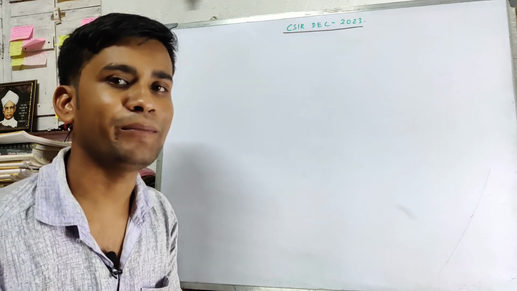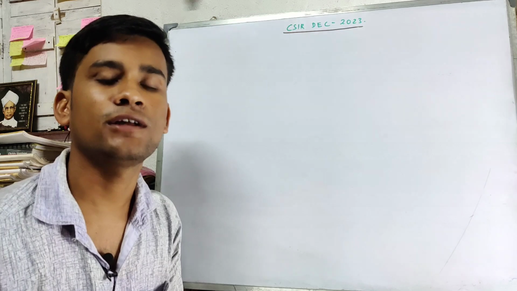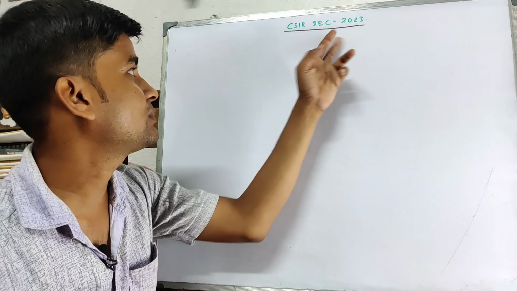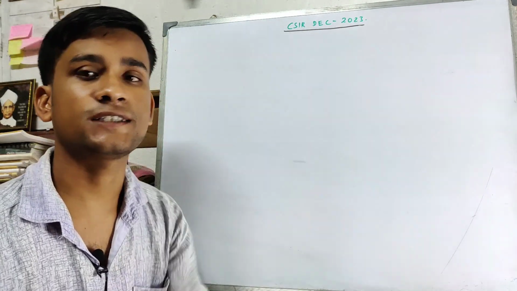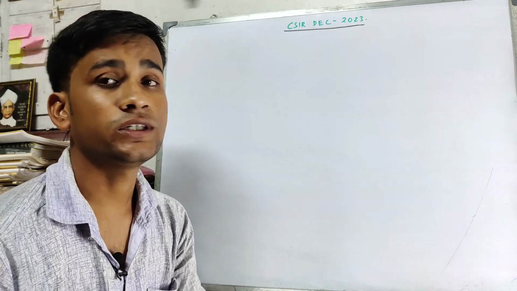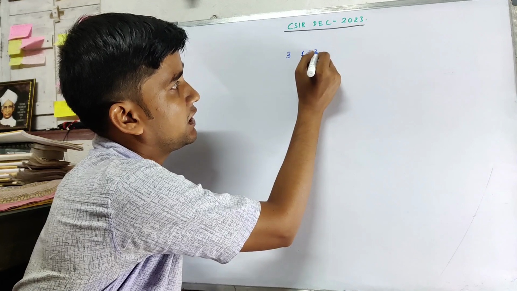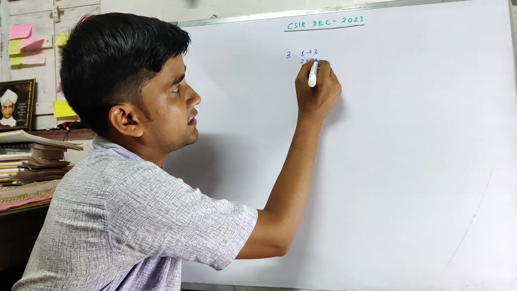So today I make a video, and in this video we are going to solve the calculus of variations questions which come from the CSIR-NET December 2023 exam. Here in the paper, three questions come. One is of 3 marks and two are of 4.75 marks.